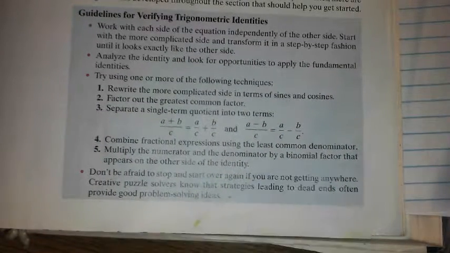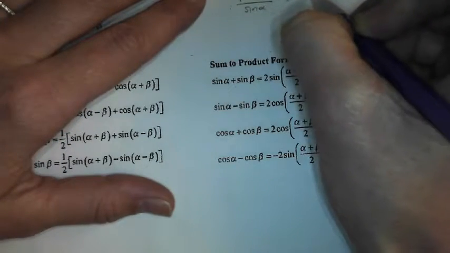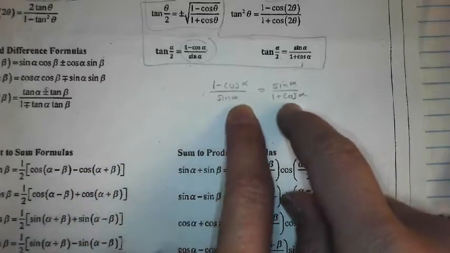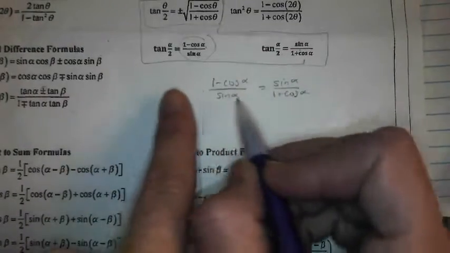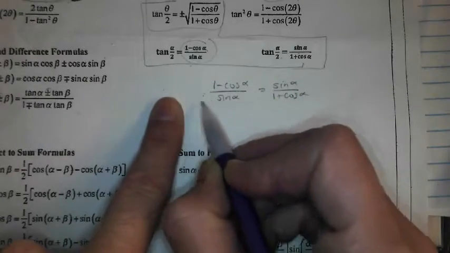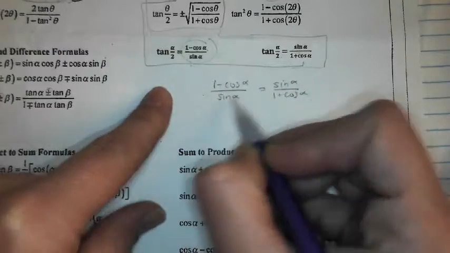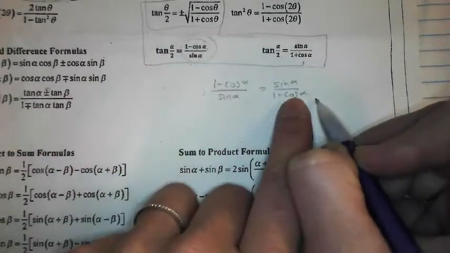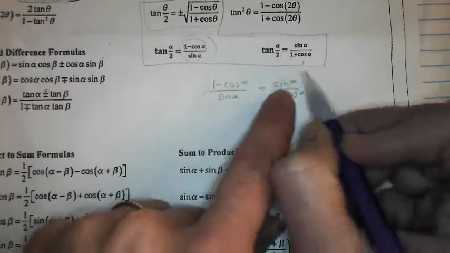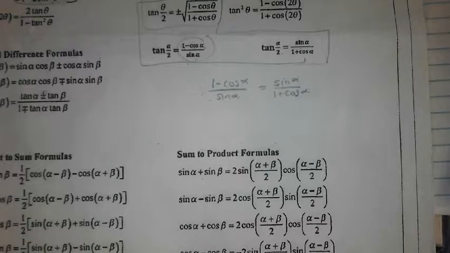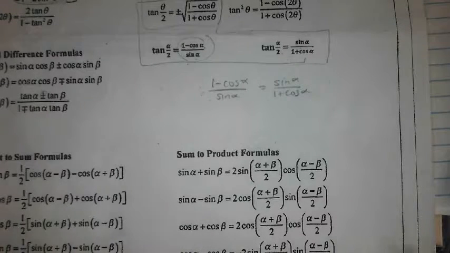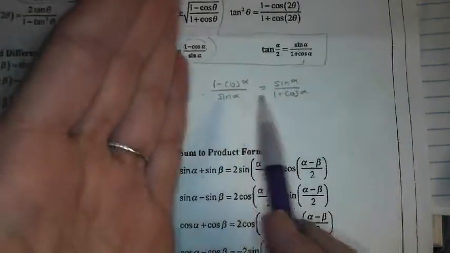Multiplying the numerator and the denominator by a binomial factor that appears on the other side. So something like this would be something if we were asked to prove this. If you have a fraction on both sides and you're trying to prove this, one of the techniques we can use is, okay, we could multiply this side by this denominator, 1 plus cosine alpha over 1 plus cosine alpha, and see what that creates in the numerator. And on this side, sine of alpha, and see what that creates in your numerator, and gives you opportunities to substitute with Pythagorean identities. That's also getting a common denominator on the left side and on the right side.